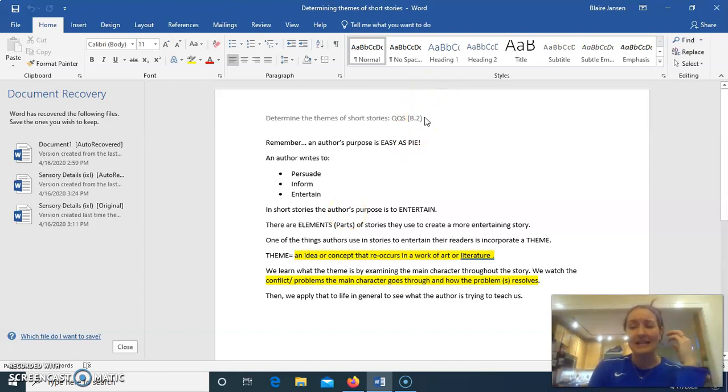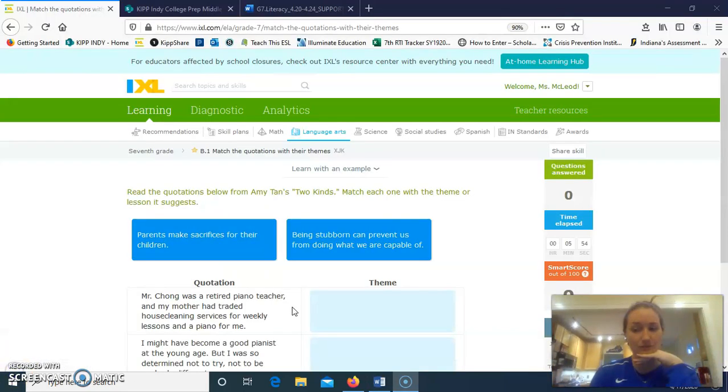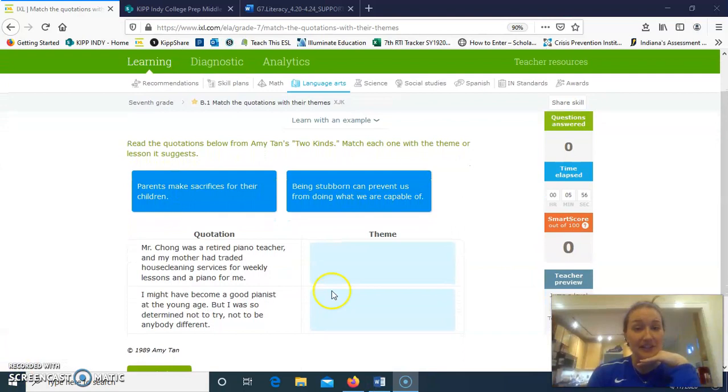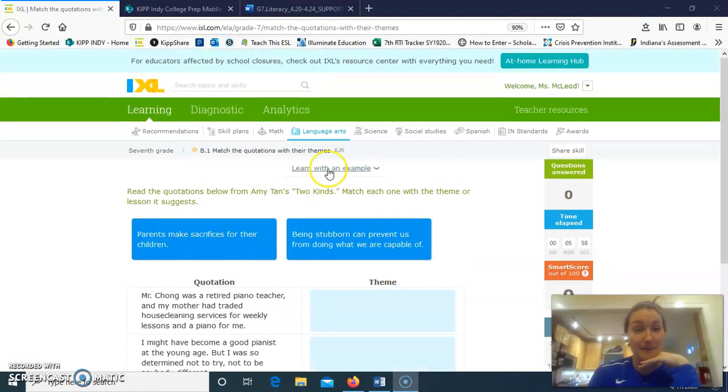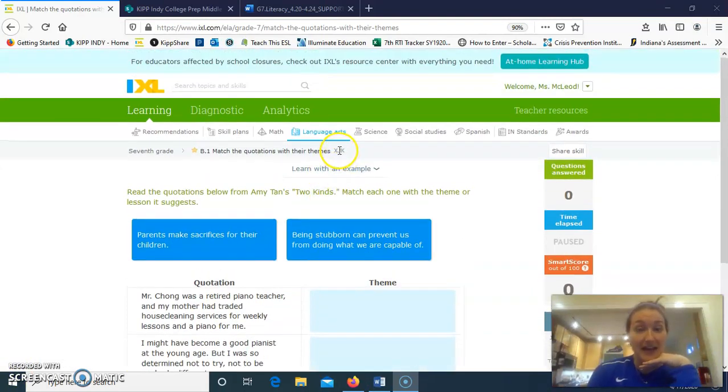But B1 is looking at quotes and matching those quotes to themes, which is kind of like working backwards. We're going to see if we can do it. Let's go ahead and take a look. You'll notice up here that I have my activity pulled up. XJK is your code if you're not really sure where to find it. It's in the reading strategies section, and the title is B1, match the quotations with their themes.